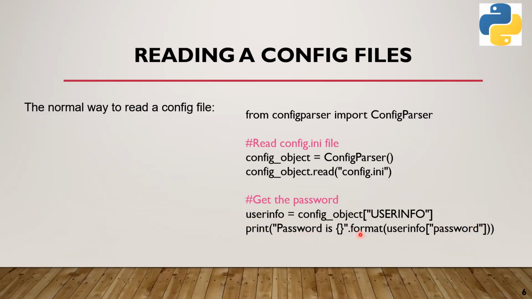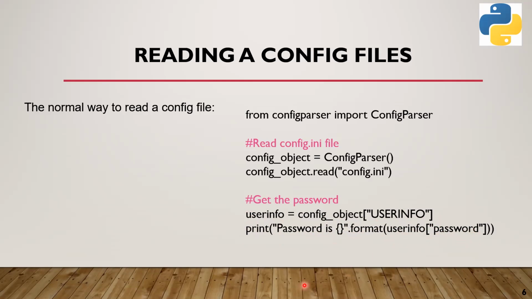So this is just a way of printing it, that is, the password is, and I have called format. That means the data currently available in the password part will be converted into a string and just printed over here. So this is just a format where I am calling the user information, that is this object. And in that, what exactly do I want to access? I want to access the password.